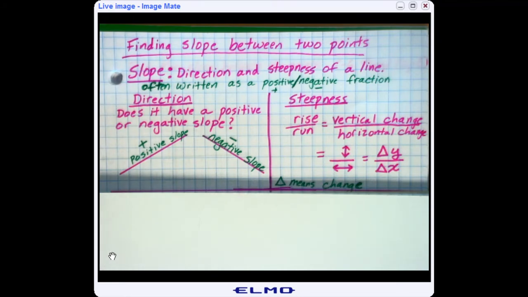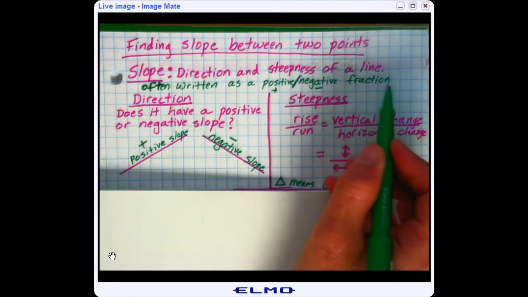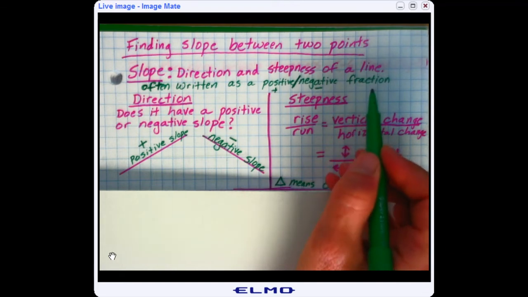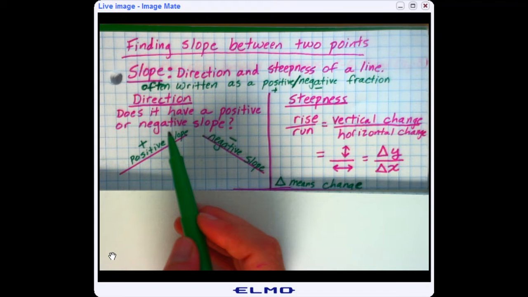You often will see slope written as a positive or negative fraction. It won't always be a fraction, but a lot of times it is going to be a fraction. It could be a whole number or a decimal or a fraction, but most commonly you'll see it as a fraction.